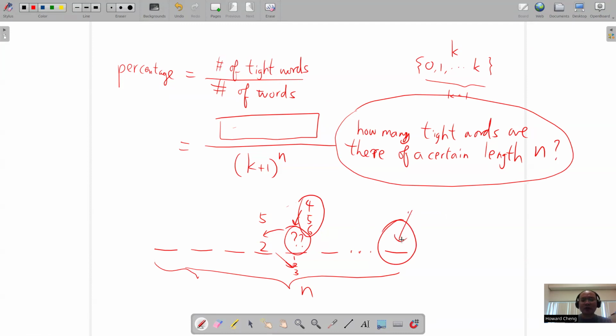So if I want to know what can I put here, can I put a 0? Can I put a 1? Can I put a 2? Can I put a 3? What if I want to put 4? Right? If I want to put a 4, what can I attach it to? If I put a 4, I can attach it to a tight word of length n minus 1, but it can only do that if the tight word of length n minus 1 ends at 3, 4, or 5.